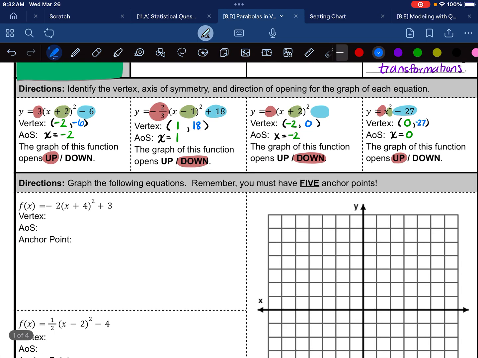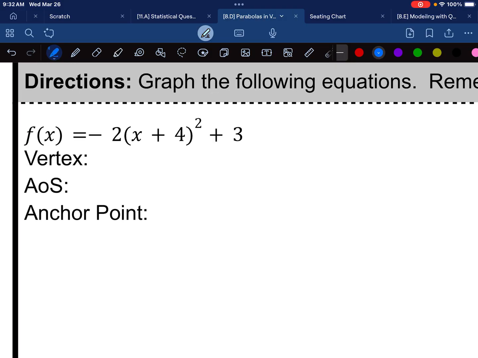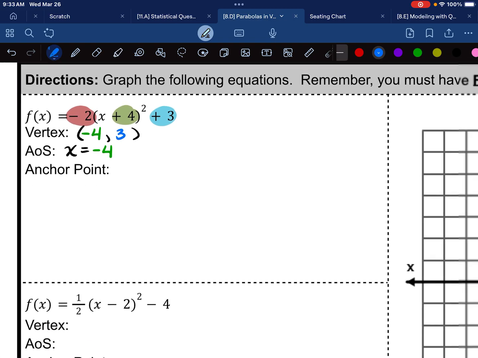So we're going to use that same skill, and now we're going to graph a little bit. I'm color coding just like I did before. Here's a, here's h, here's k. I'm just setting up my vertex and AOS because I know that those are the same kind of layout every time. My h is a positive 4, so when I flip that sign, I get a negative 4. And my k is a positive 3. So we're going to start by graphing that vertex onto our coordinate plane.